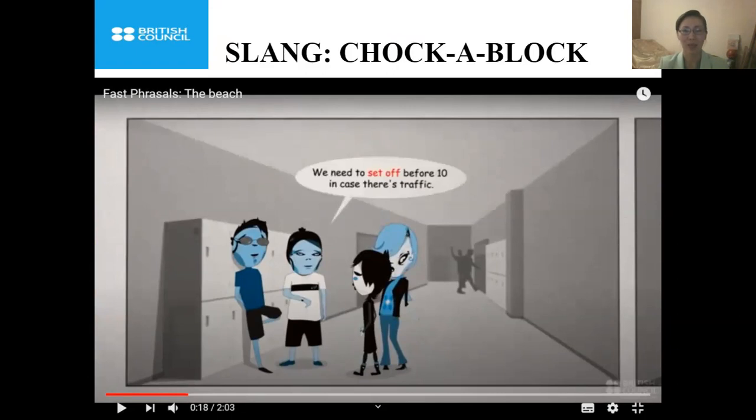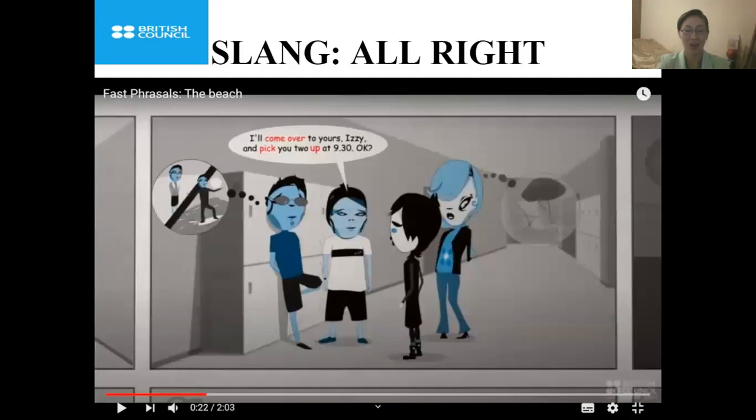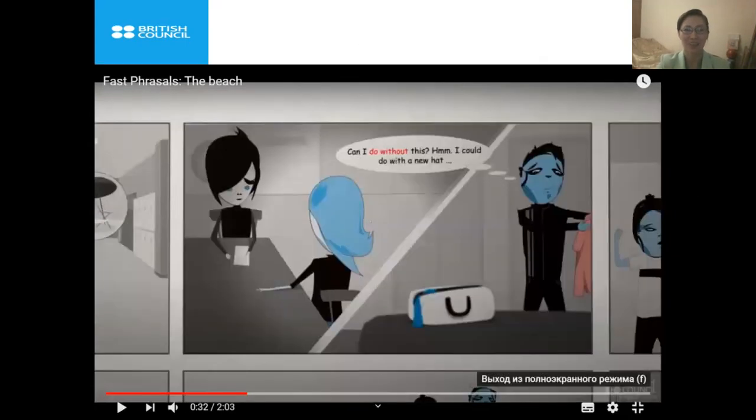Next thing, here we have a slang, chock-a-block. What word could be substituted by this slang? Traffic, exactly. Like a block. When there is a block, there is no movement. Next. Come over, to come closer, right? Pick somebody up, to give a lift. And what word could be substituted by slang? All right. Good. Next, do without.